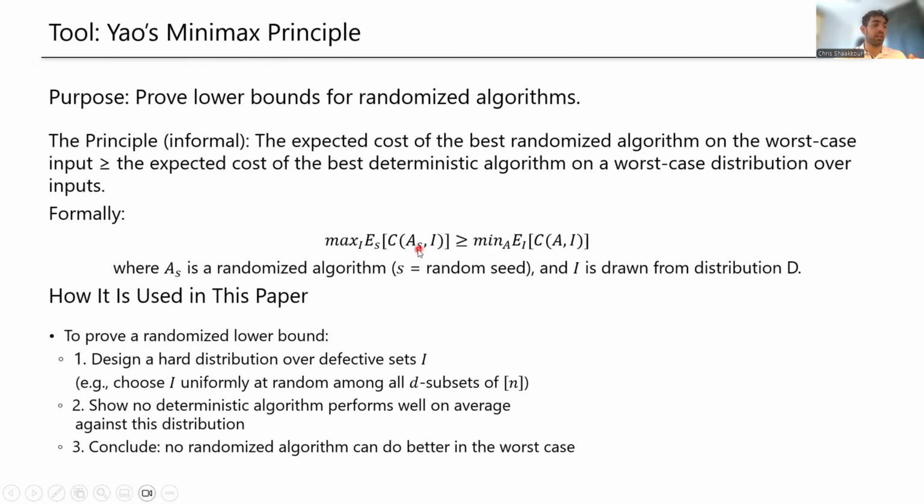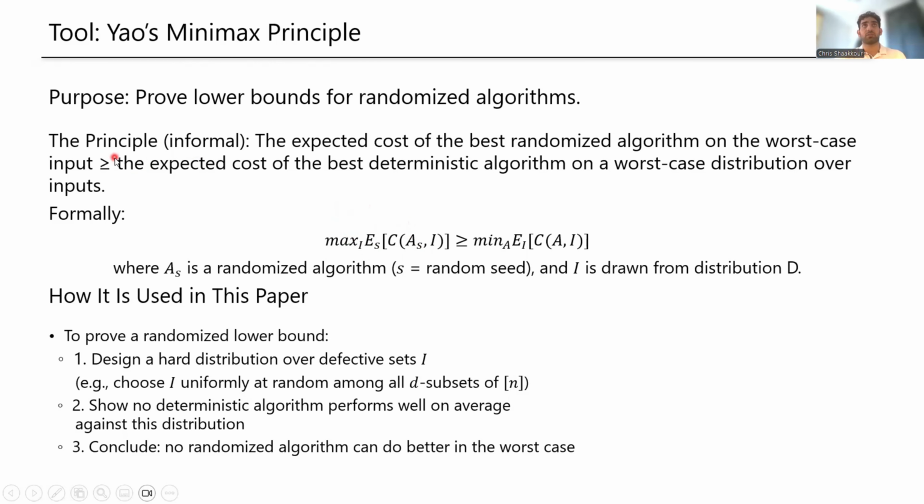So every time we roll out a different seed, we get a different randomized algorithm, and the input is fixed. So we have a fixed input, a random algorithm, and the cost of it. So the expectation over the seed of the cost of a random algorithm with a fixed input. If we take the max over this, we get the highest cost of the worst input on the best performing randomized algorithm.